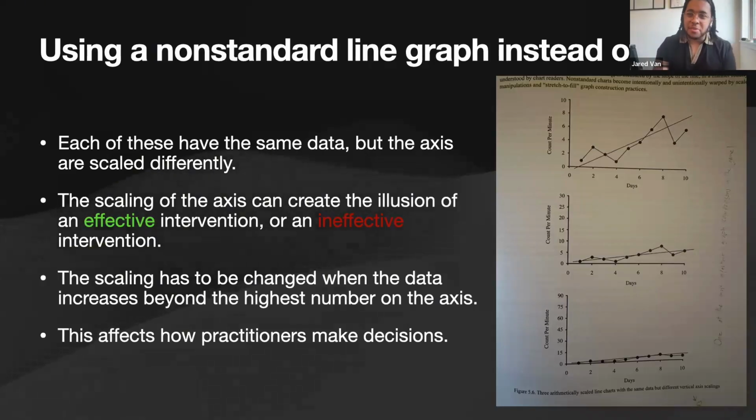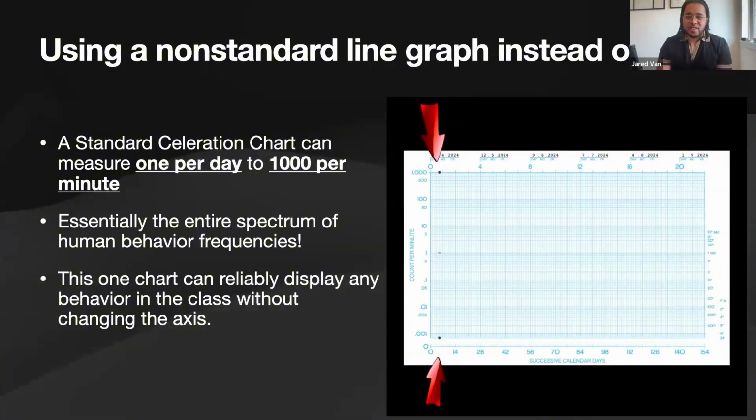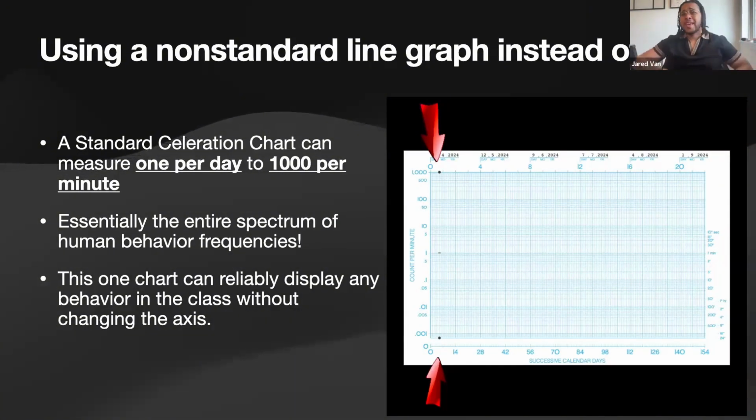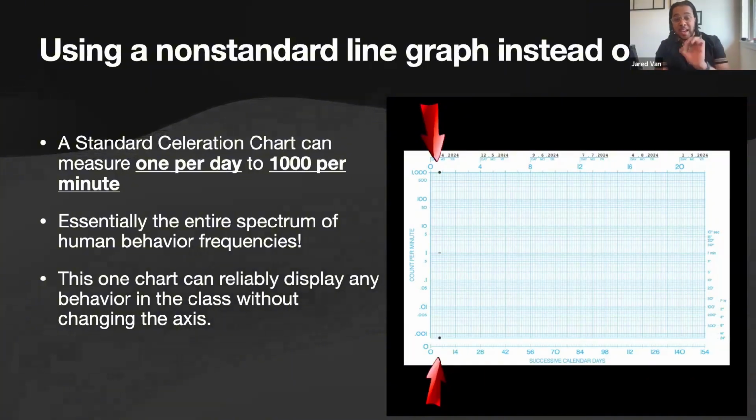Well, fortunately, there is. Let me show you the standard acceleration chart. A thing of beauty. The standard acceleration chart can measure 1 per day to 1,000 per minute, which is essentially the entire spectrum of human behavior frequencies. The only things that can reach up to 1,000 per minute are like drumming, and one person might have been able to tap dance that quickly. But other than that, anything that you're going to measure can live on this one chart and reliably display any behavior in the class without changing the axes.